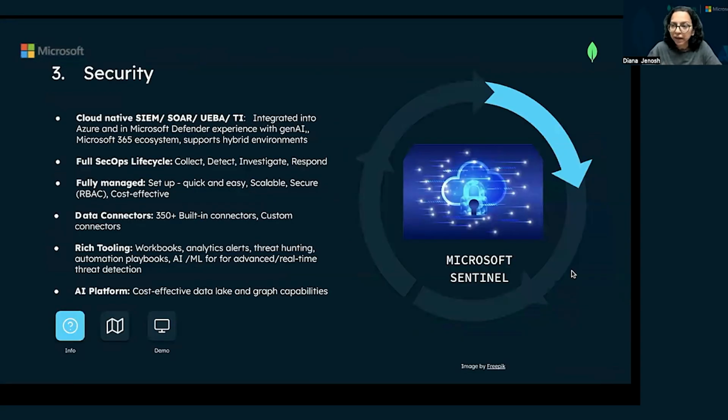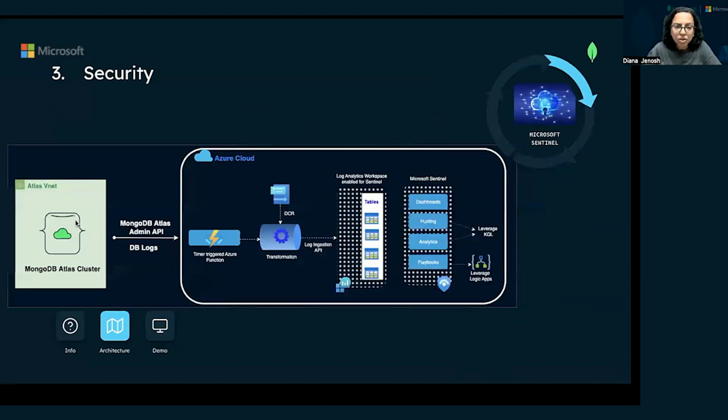Anna's enterprise uses Microsoft Sentinel, a cloud-native SIEM, SOAR, UEBA, and threat intelligence tool that is available in the Microsoft Defender experience with Gen AI. With over 350 data connectors, it can support the full SecOps life cycle. It's fully managed, scalable, and secure with rich tooling that enables security operations to manage and analyze security data, detect threats, and automate responses. MongoDB Atlas is available as a data connector in Sentinel.